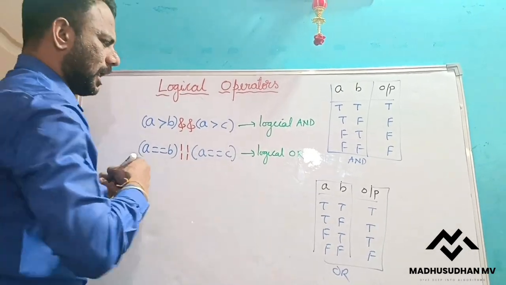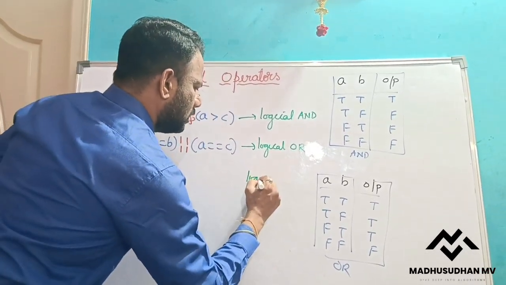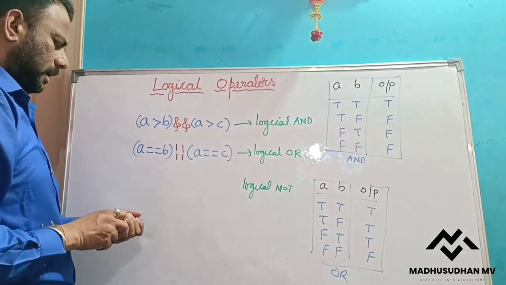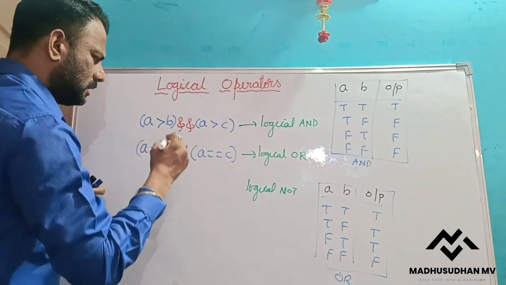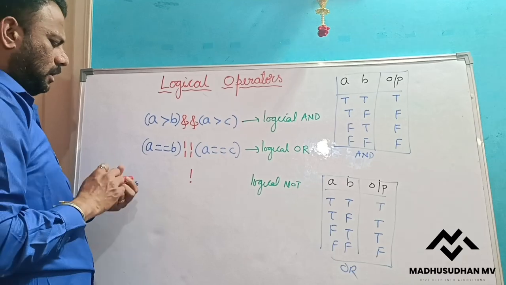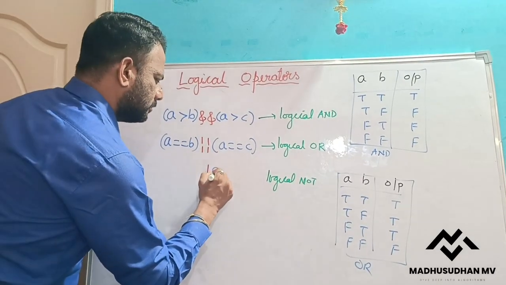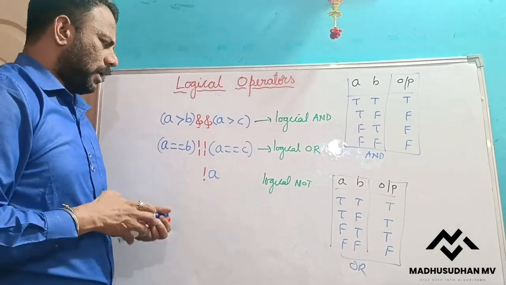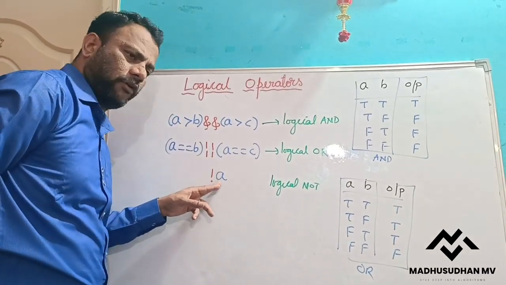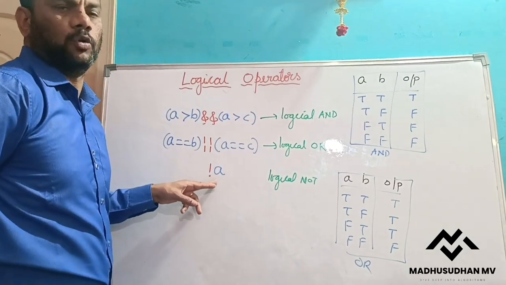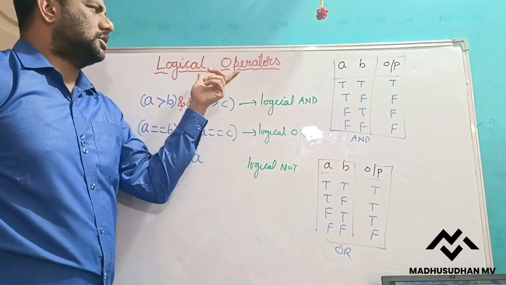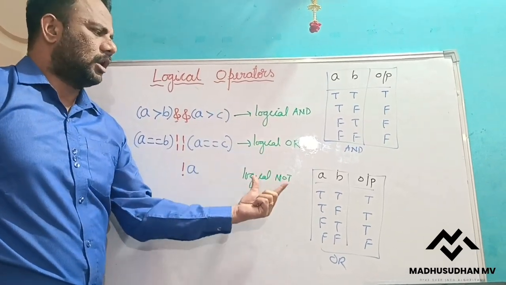One more operator we have is logical NOT. The symbol is the exclamation mark, and it takes only one variable. So I will say !a. That means whatever the value of a, if it is true, !a becomes false. If it is false, not false becomes 1, that is true. So these are the logical operators. There are only 3 operators in logical: logical AND, logical OR, and logical NOT.